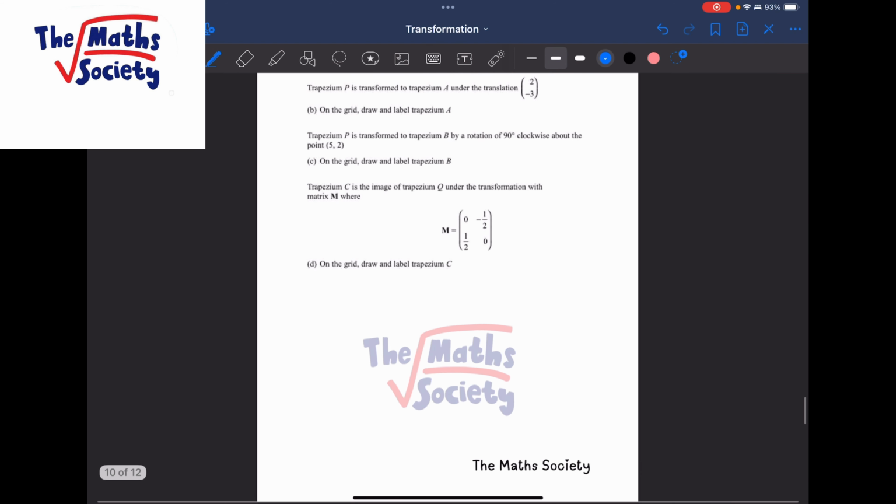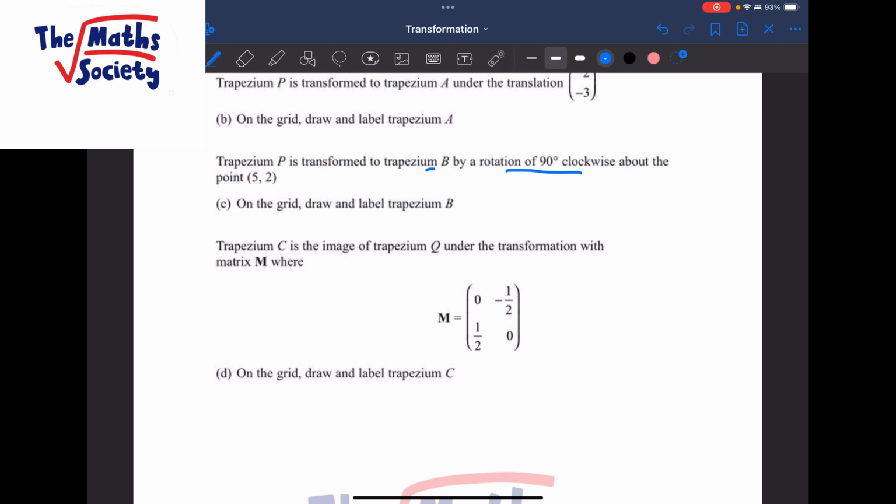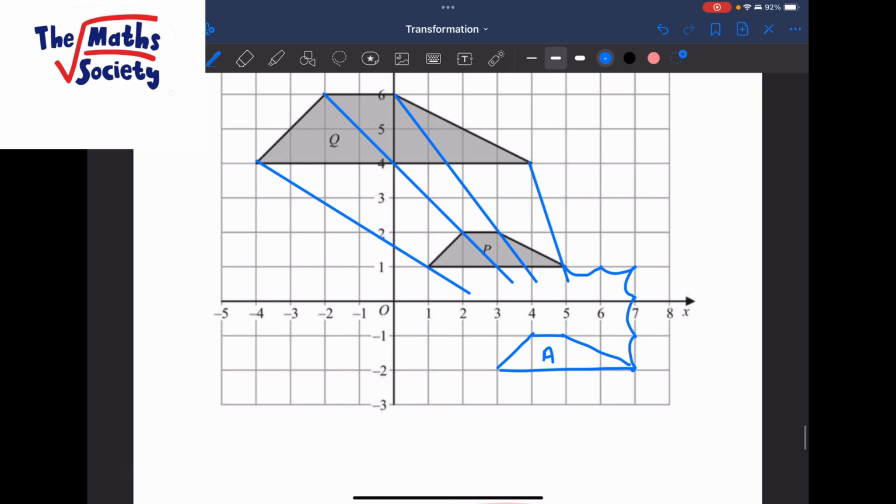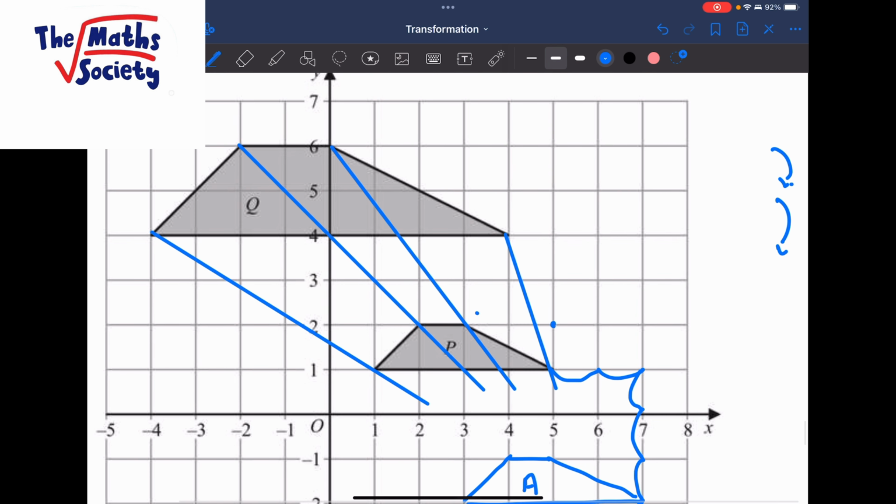It says P is transformed to B by a rotation of 90 degrees clockwise about the point 5, 2. P to B, 5, 2, so this is going to be right here. You're going to use the same method where you draw your P first on your tracing paper and then go 90 degrees clockwise. So you know clockwise is when you go to the right. So then you should get around here. That's going to be right here. There should be a B.